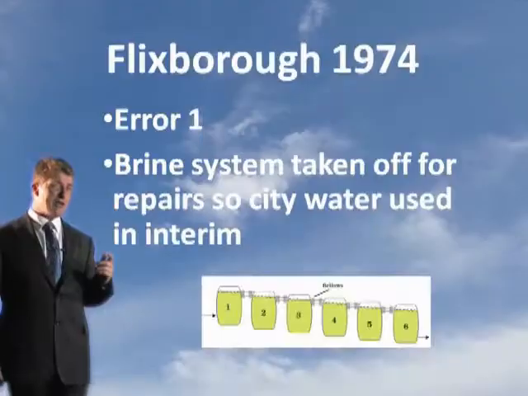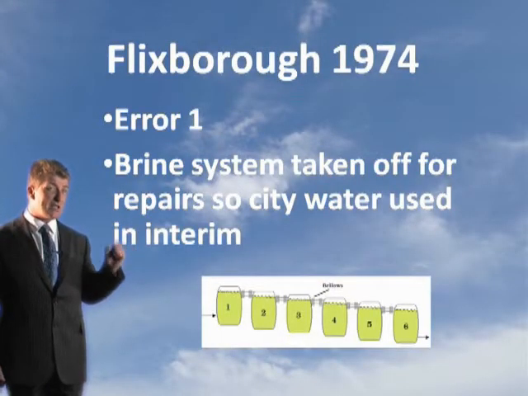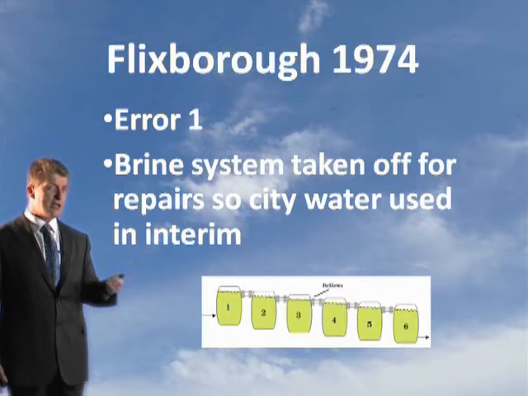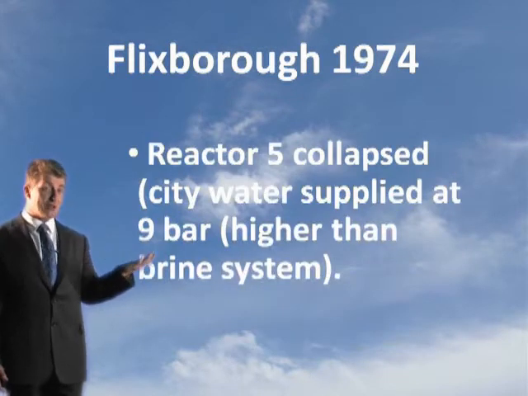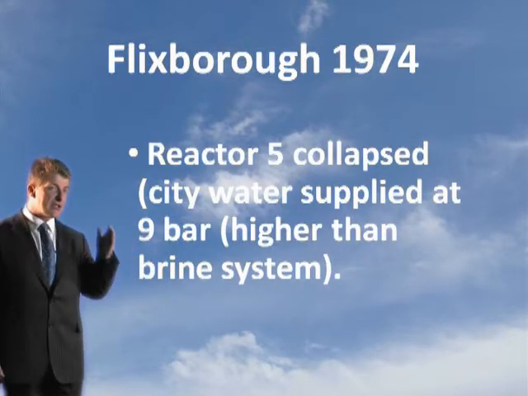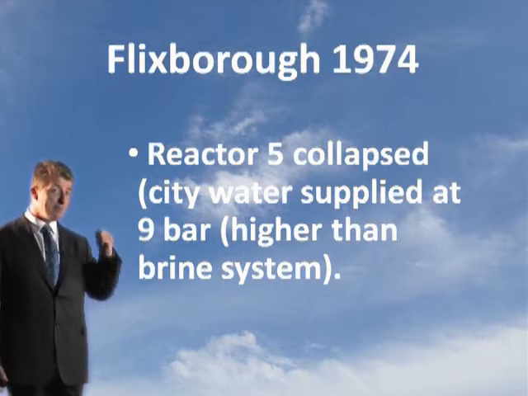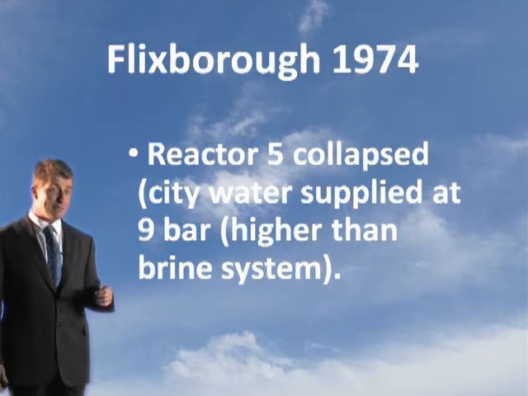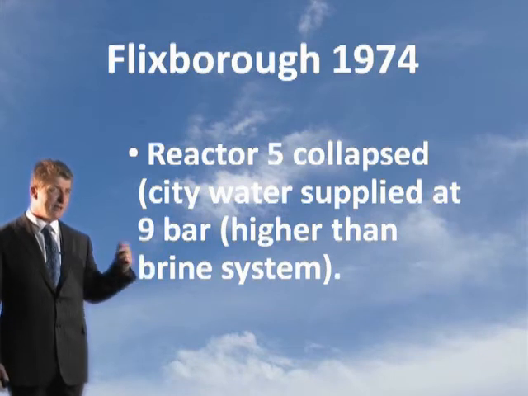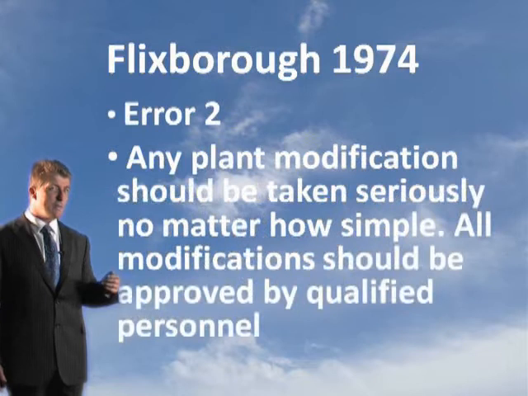Now, error one. First of all, the brine system was taken off for repairs. So instead of waiting, they just thought, well, we'll put water through it. Instead, city water was used. One of the reactors collapsed because the city water was supplied at much higher pressures than the brine system. It was at 9 bar pressure, so it collapsed. That's the first error.